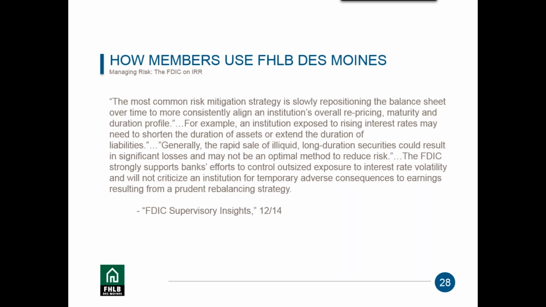And this is important, and this is why I find that earlier poll that we took regarding the preferred interest rate risk mitigation strategy as being using advances. A lot of this is for this reason. A preferred strategy could be extension of liabilities, as we know. To quote, the FDIC strongly supports banks' efforts to control outsized exposure to interest rate volatility and will not criticize an institution for temporary adverse consequences to earnings resulting from a prudent rebalancing strategy.